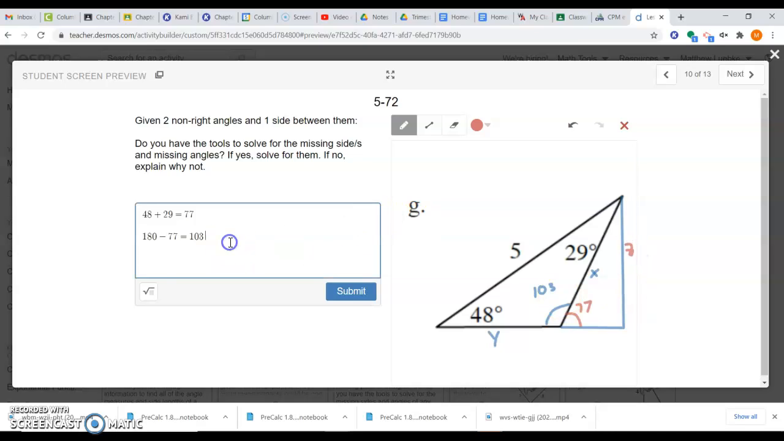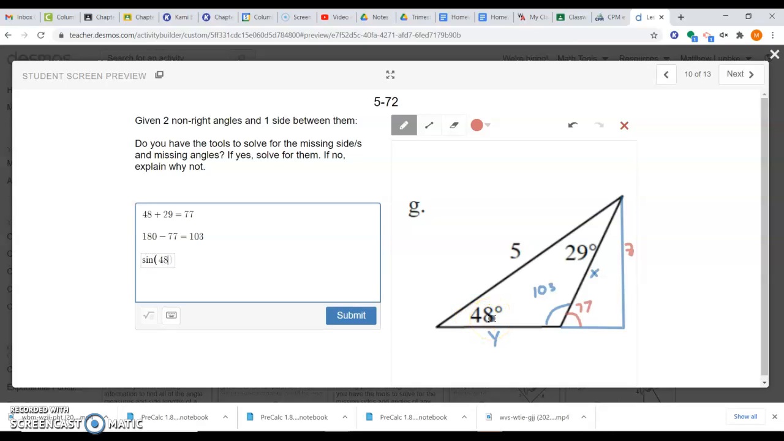How I can solve for Z here is I can say, the sine of 48 over 1, like I usually do, is equal to the opposite over the hypotenuse. Well, the opposite here is my Z, and the hypotenuse is 5.